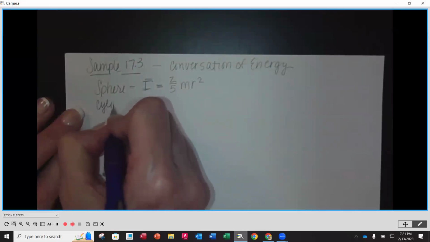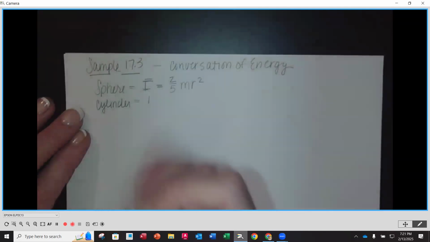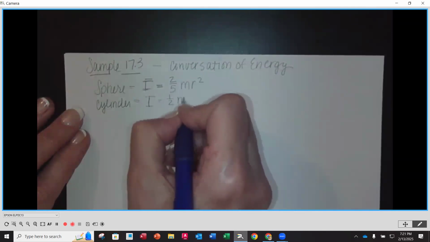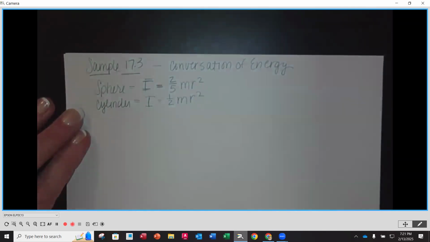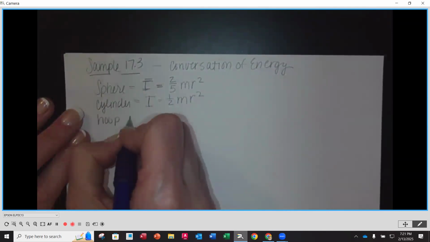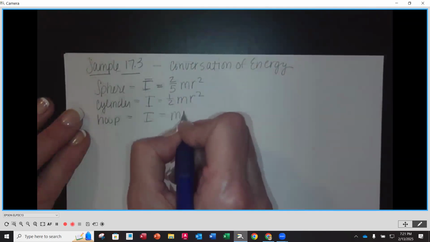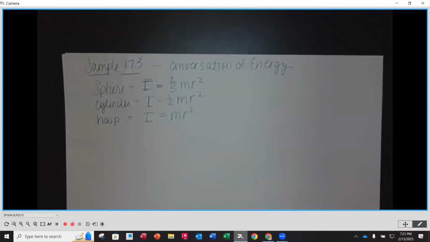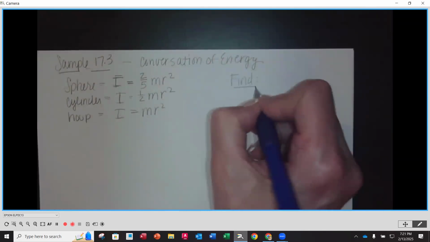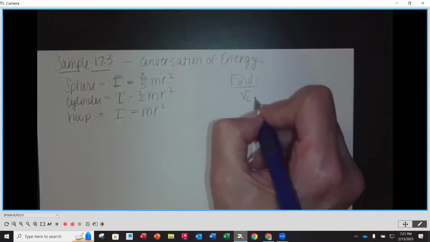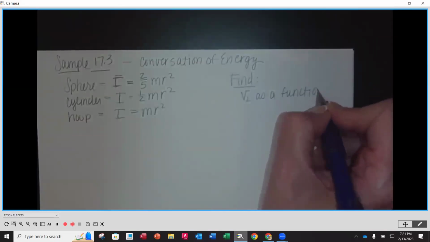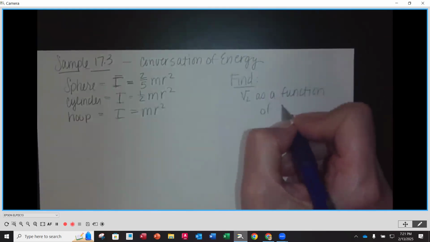For a cylinder or a disc, same thing. It's going to be 1/2 mr squared, and that's the radius from the center of rotation to the outermost material. And then the hoop, it's just going to be m times r squared. And then we want to find V2 as a function of h.